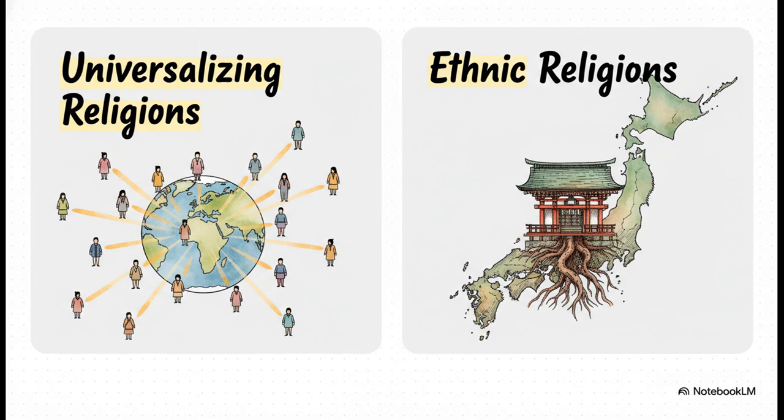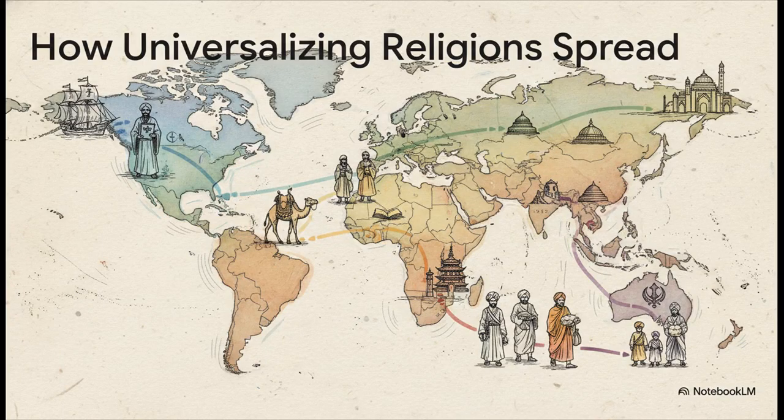But on the other side, you've got ethnic religions, which are deeply tied to a very specific group of people and a specific place. And for the most part, they don't actively look for new members. So how did those universalizing faiths go completely global?